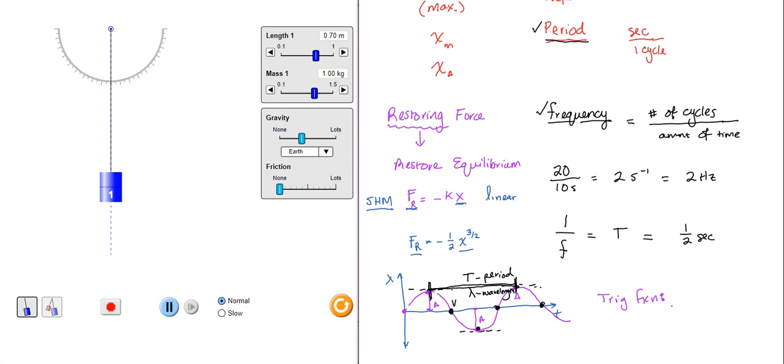So if we're going to write out our full trig function here, we can think about all the parts of that generic trig function that could relate to the period, the wavelength, the frequency, and the amplitude, and we'll take a look at that in the next video.